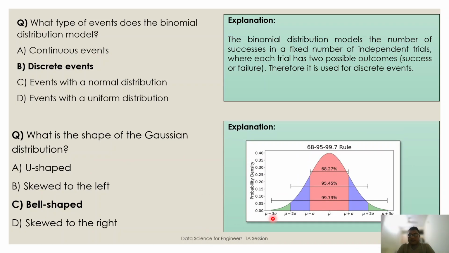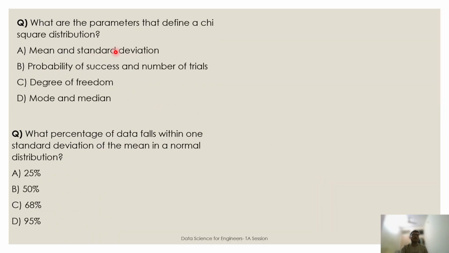Okay. So here you can see this is how a U is represented, not like this. So the correct answer is that it's a bell shape. You can see here, bell. Okay. So what are the parameters that define a chi-square distribution? We already saw parameters. Mean and standard deviation are the parameters in the Gaussian distribution. So similarly, in the chi-square distribution, which one is the parameter?